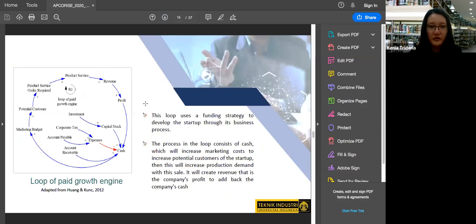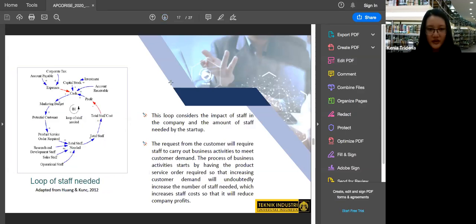Okay, the first loop is the paid growth engine, where we can see that the company is using a funding strategy to develop the business process. The process consists of cash funding that might come from account receivables and capital stocks, and is reduced by the expenses. This cash will then become the source for the marketing budget. By doing marketing, there will be some potential customers that will trigger the product service order required by the customer. Then there will be a process for making the product service. After the business process, there will be revenue gained by the company, which becomes profit that will increase the company's cash. Next loop.